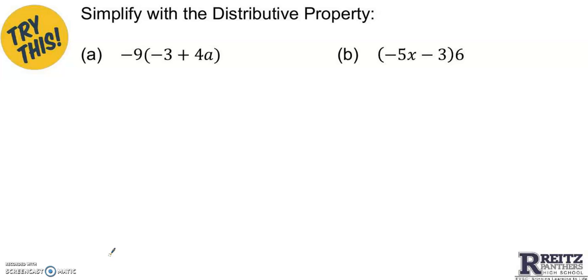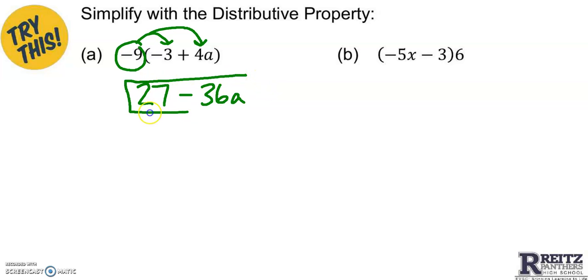How'd you do, Panthers? Let's check it out. If I need to multiply negative 9 by both negative 3 and positive 4a, negative 9 times negative 3, again, 2 negatives multiplied together makes a positive product. I get positive 27. For the first term in an expression, I don't need to put a plus sign out front. In fact, it's probably better if I don't. Negative 9 times positive 4a would give me negative 36a. We've got that one done.